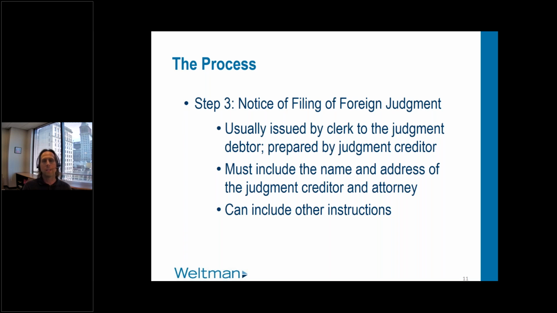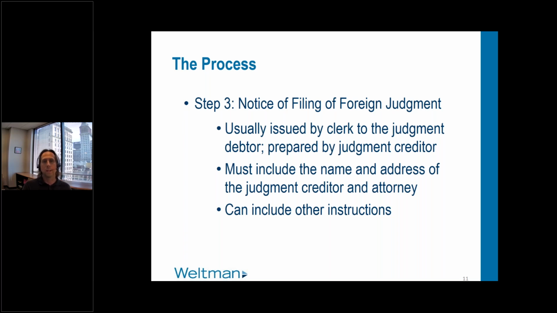Okay, this is the other document that's required in the packet that you submit to the court. It's called a notice of filing a foreign judgment. The concept behind this notice is that it's being sent by the clerk out to the debtor, telling them, hey, a foreign judgment has been filed in our court. But in reality, the clerk may be issuing it, but the plaintiff is preparing it. So you're always going to want to have that notice prepared, and you'll submit that with your other paperwork. In some states like Ohio, the clerk will then sign off on the notice that you prepared.